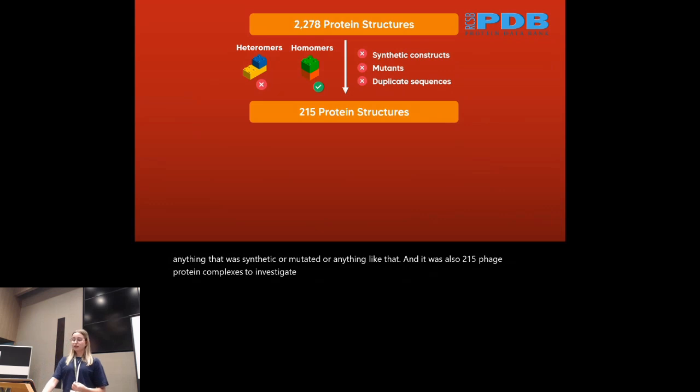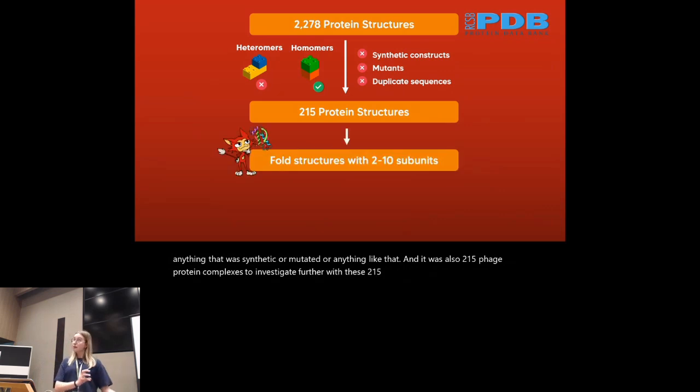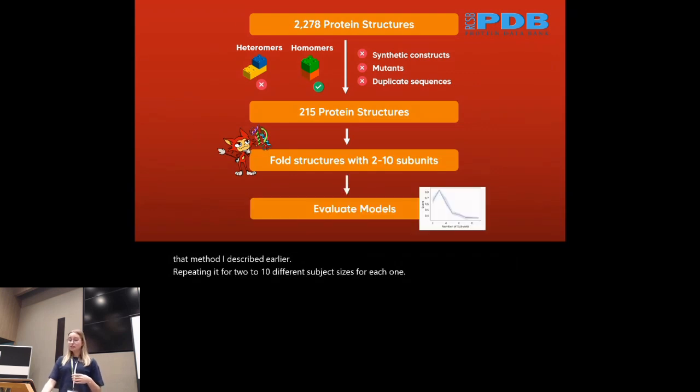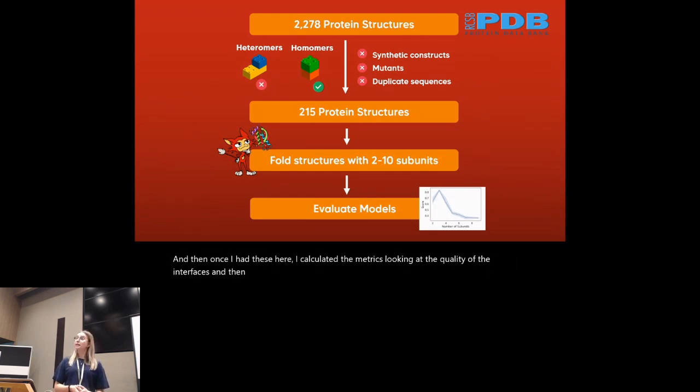With these 215 proteins, I then folded them using the method I described earlier, repeating it for 2 to 10 different subunit sizes for each one. Once I had these, I calculated the metrics, looking at the quality of the interfaces, and then evaluated what types of complexes each of these proteins might form.